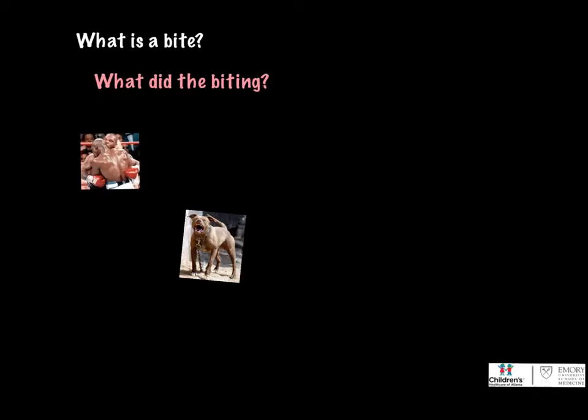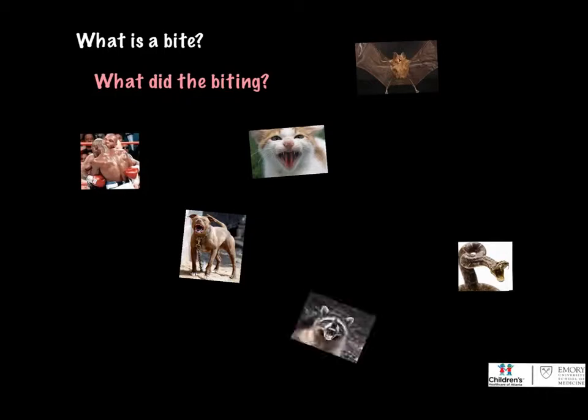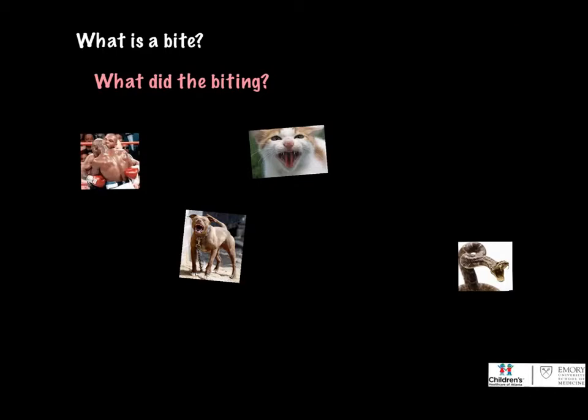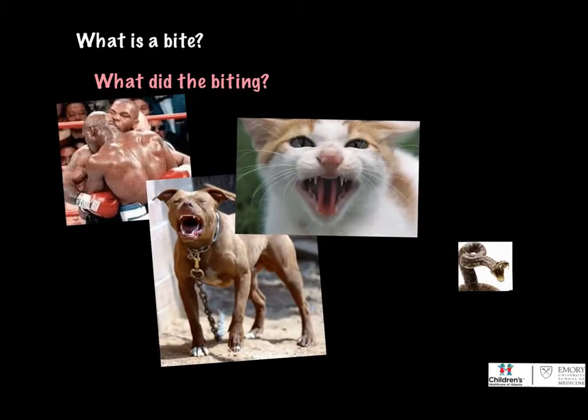Let's talk about two important questions you should ask whenever you are evaluating a bite. The first question is, what did the biting? Was it a human, a dog, a cat, a snake, a bat, a raccoon, a rat, a fox, a rabbit, or something else? Yes, anything can bite you, but we're going to talk about some general concepts and common bites in this lesson. Specifically bites by humans, dogs, cats, and snakes.